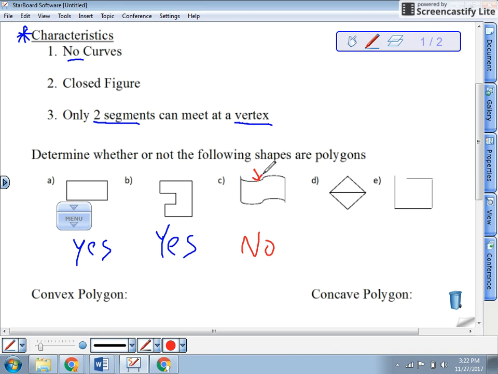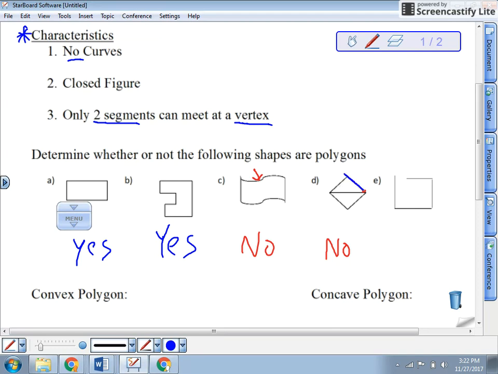All right, so no curves, so that is a no. And then the next one is also no, but let's take a look at why. Remember, the vertex, it's where two sides meet. So all of those are vertices. Okay, we're really going to focus on that vertex in red. Let's take a look at how many segments meet at that vertex.